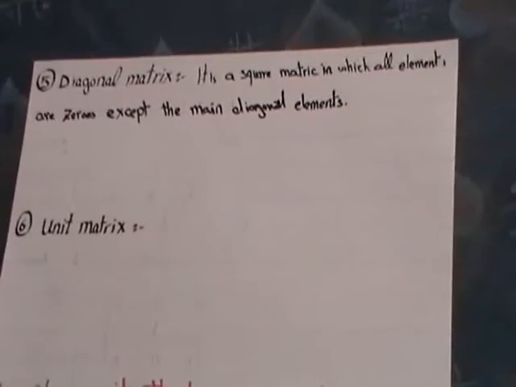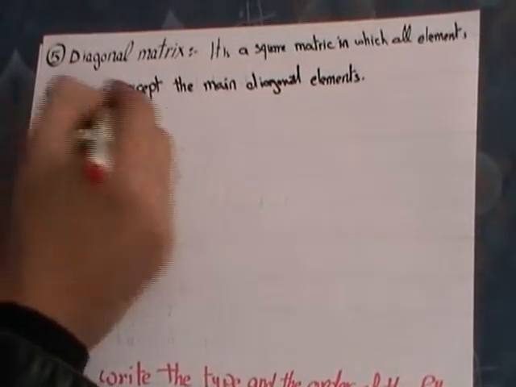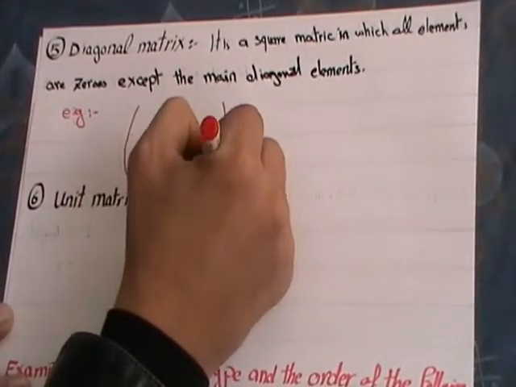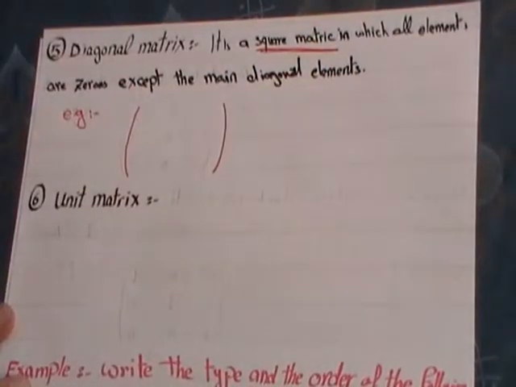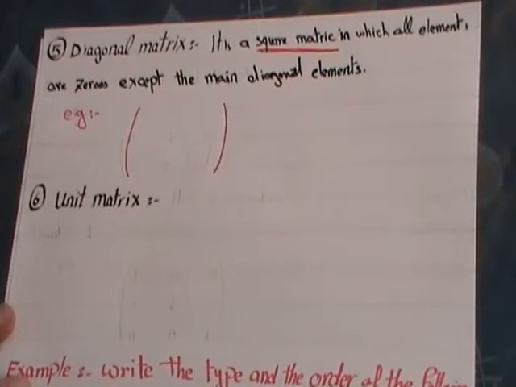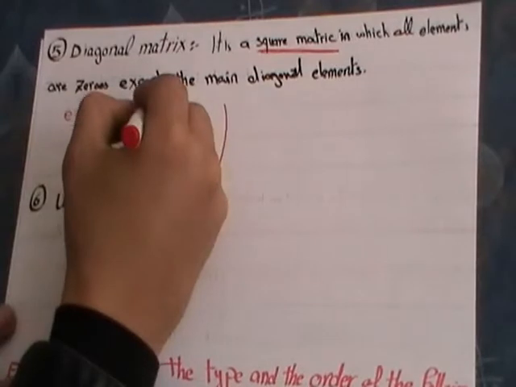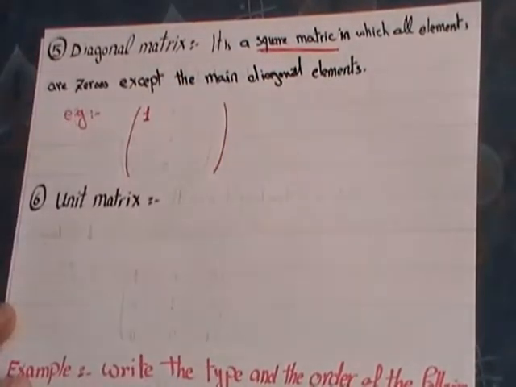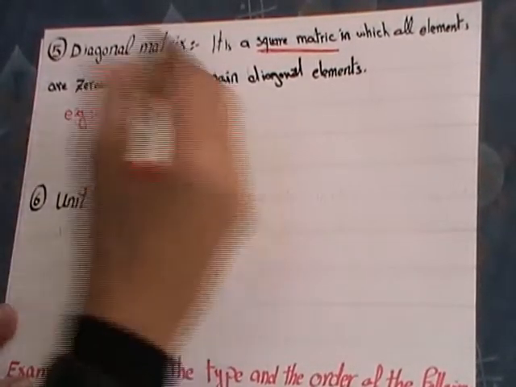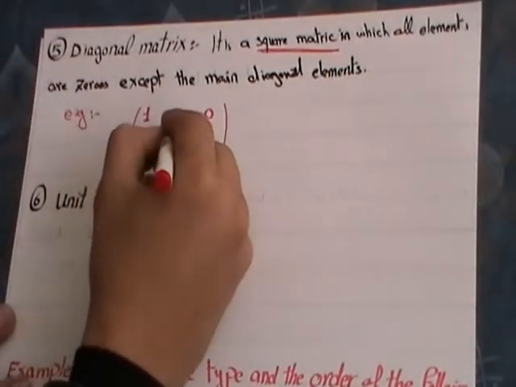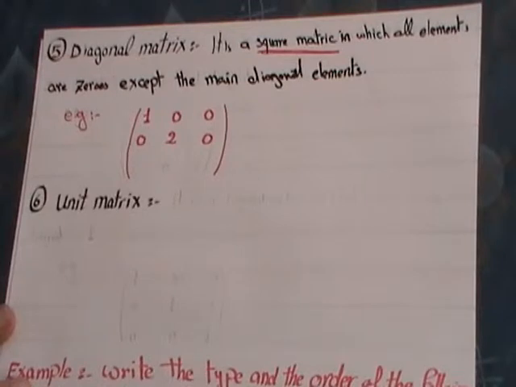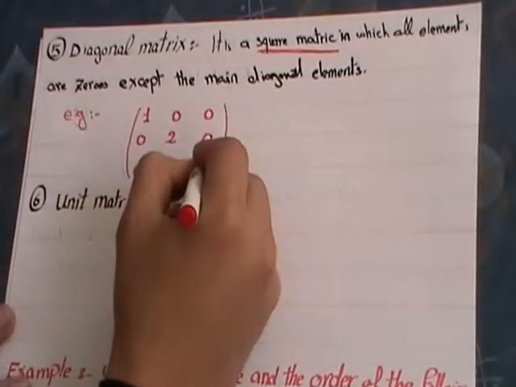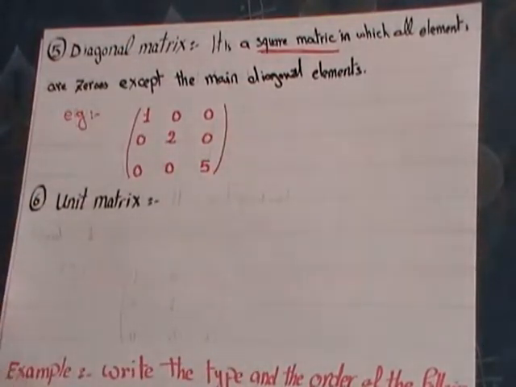I need an example. For example, we start to make a 3 times 3 matrix, because we have here a square matrix. So the number of rows must be equal to the number of columns, and all the elements are 0 except the main diagonal elements. What's meant by the main diagonal elements? The first element in the first row, and then 0, and here 0. The second element in the second row, so we put, for example, 2, and here 0, and here 0. And the third element in the third row, we have 0 in the first, in the second, and in the third, for example, we write 5. This matrix is called the diagonal matrix.